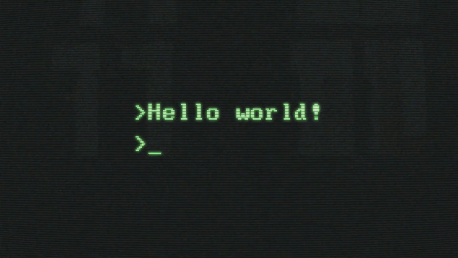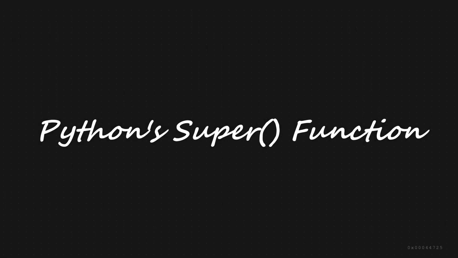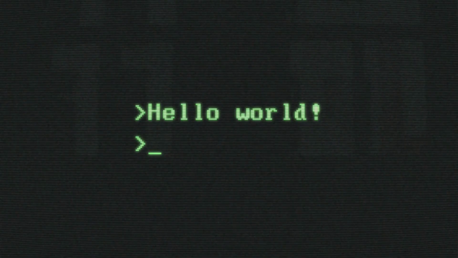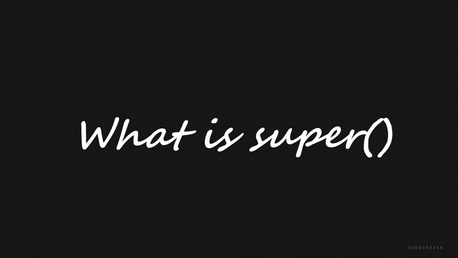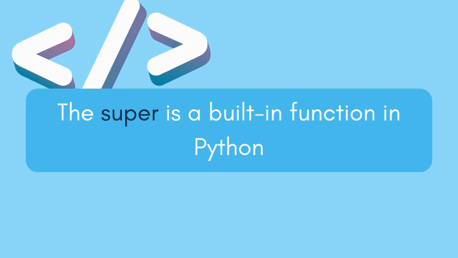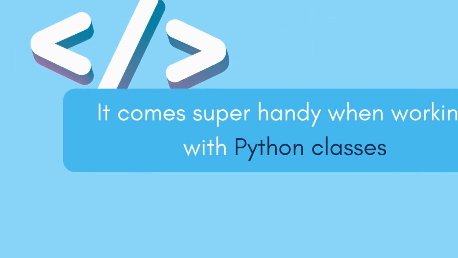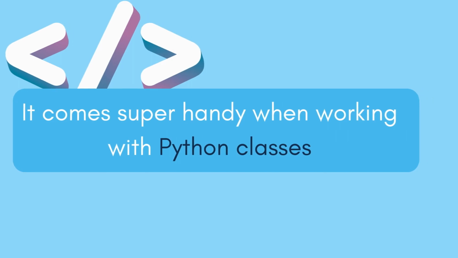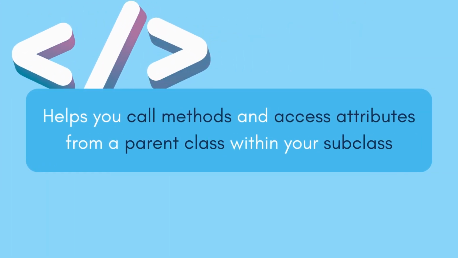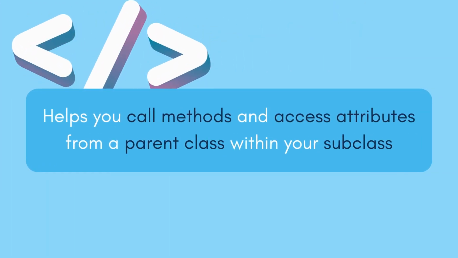Today, we're diving into an essential Python topic, the super function. It's a powerful tool that helps us work with inheritance in classes. Let's get started. So, what exactly is super? Well, super is a built-in function in Python, and it's like a superhero when it comes to working with classes. It helps you call methods and access attributes from a parent or superclass within your subclass.